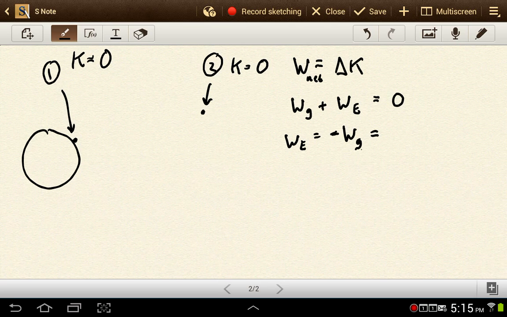Gravity is a conservative force, which means that the work gravity does is the negative of its change in potential energy. So that's going to be negative, negative, so positive change in gravitational potential energy. Okay, so the work done by the engines is going to be the final gravitational potential energy, UG at point 2, minus the initial gravitational potential energy, UG at point 1.